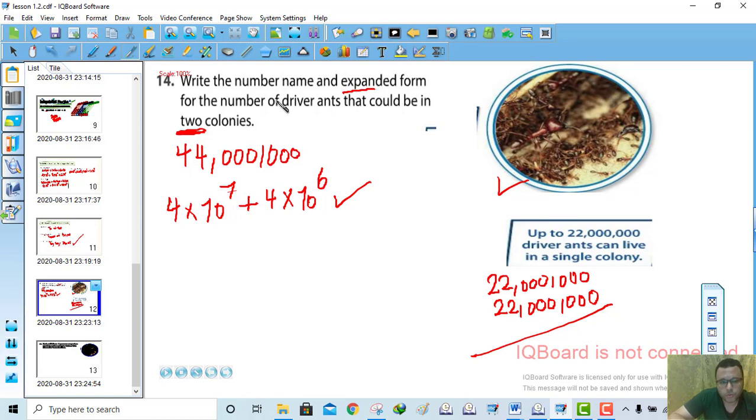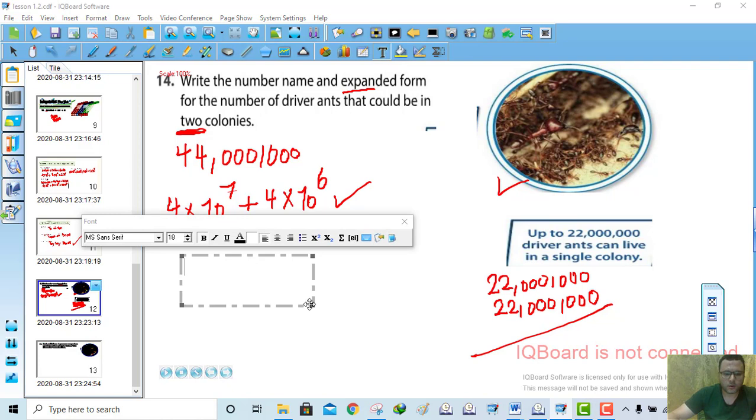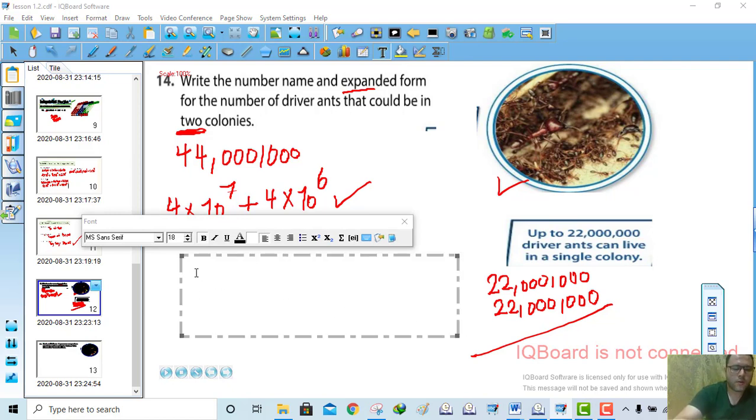He wants you to write it as a number name. For number name, you will write 44 millions in words. Yes, like this. You will write 44 millions. Okay.